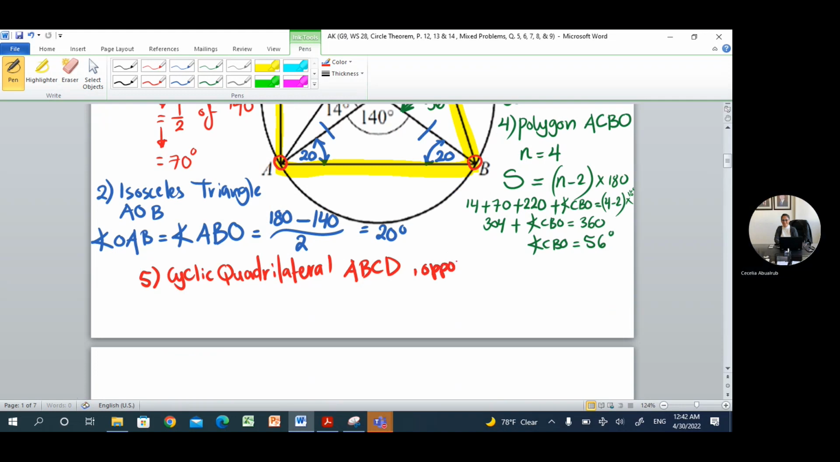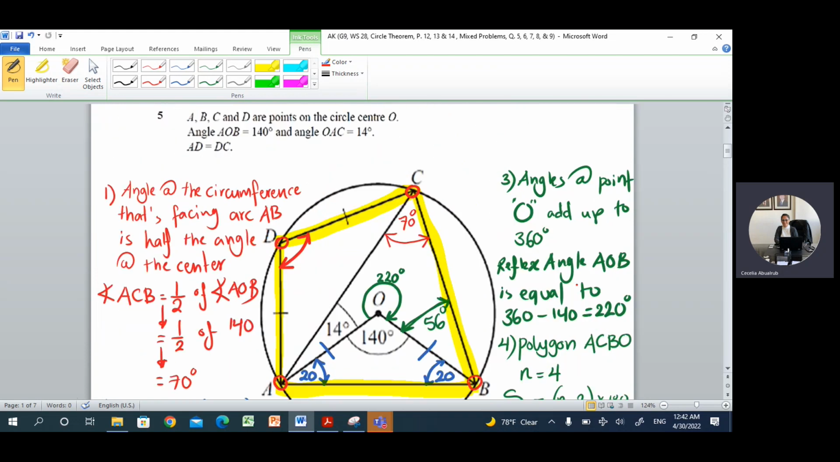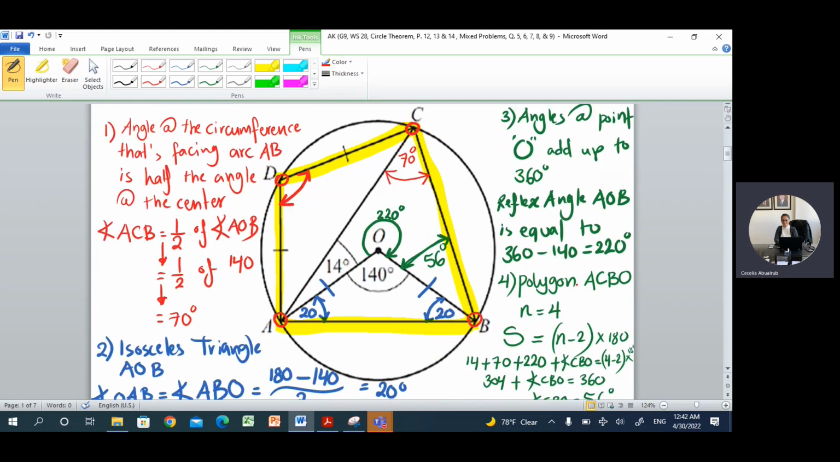Opposite angles add up to 180 degrees. Accordingly, the opposite angle to angle ADC is the 56 plus 20, right?